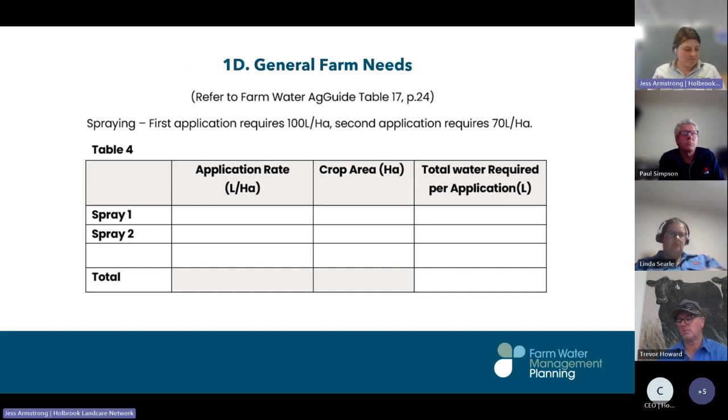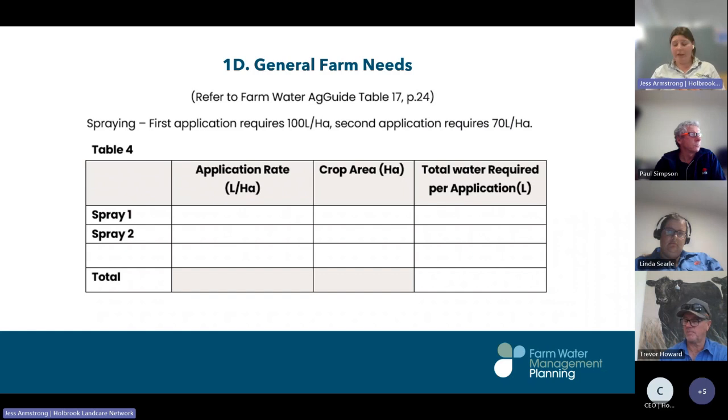Our general farm needs. So for this property, we know that we've got 31 hectares of oats, I believe we sowed. I should know, I wrote it. Yes, I believe we had 31. Thank you. So we know that we've got 31 hectares of oats. And we're just going to imagine that according to all of our chemical labels, we need to apply a chemical, and that first application is at 100 litres of water per hectare, and the second application requires 70 litres per hectare.